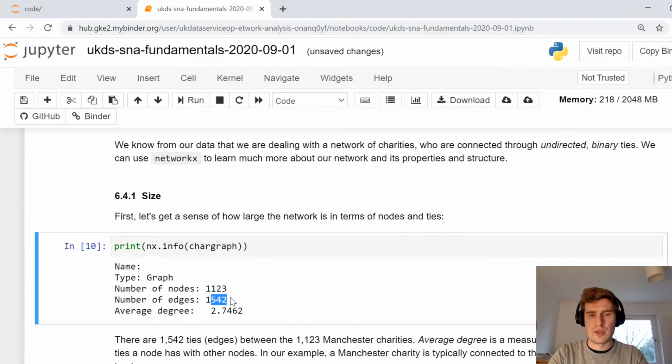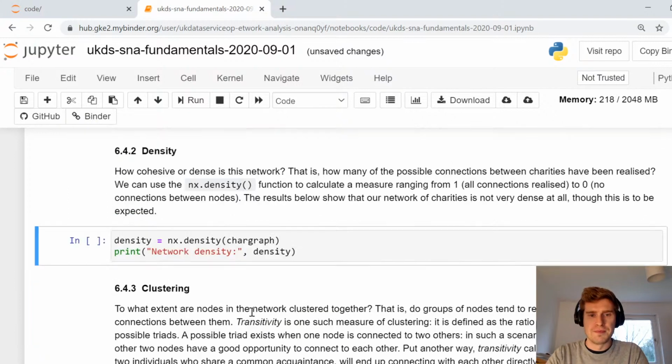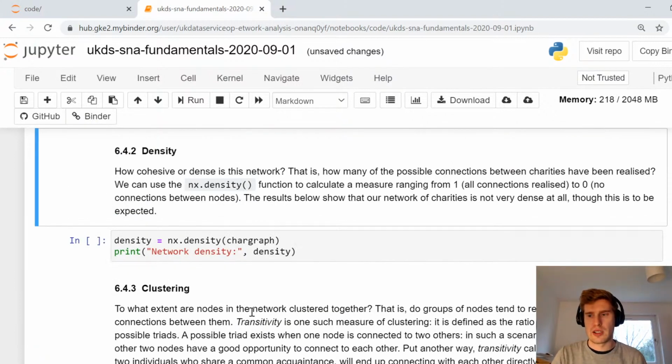What we didn't know previously was how many connections existed between them, and we get about 1500 connections. So out of 1,000 charities, there's about 1500 connections between them, which is reasonably dense. We can get an exact measurement of density in a moment, but it's a reasonably high number of connections between charities. And again, as we learned before, each charity is connected to, on average, about 3 other organisations in Manchester. So that brings us to a concept in social network analysis called density.